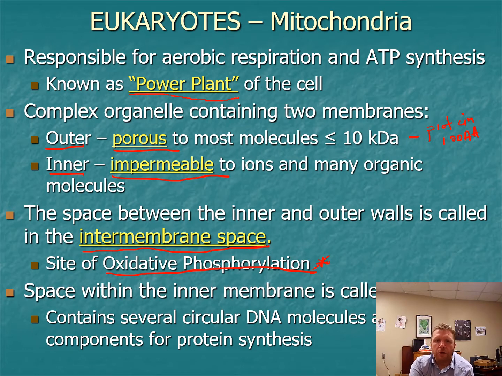Now, the space within the inner membrane is called the matrix. So this is going to contain several circular DNA molecules and components for protein synthesis. So within the inner membrane is where DNA is going to be stored. And that DNA is going to be key for synthesis of proteins that are involved in mitochondrial function. Because if you remember, I mentioned that the mitochondria evolutionarily was its own organism.